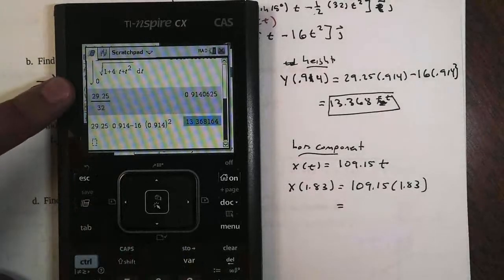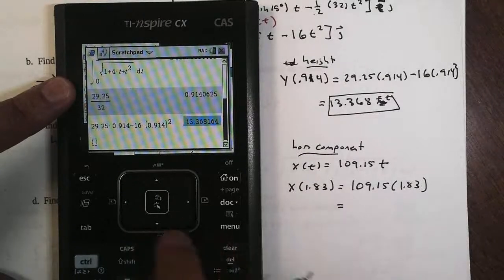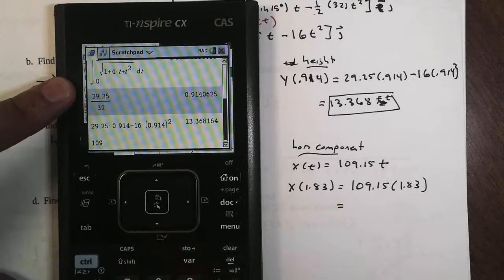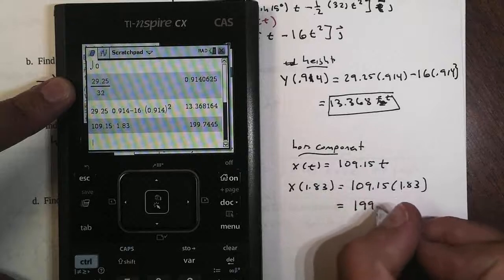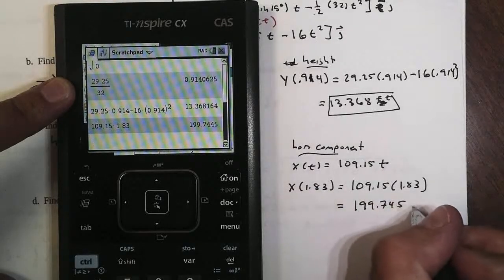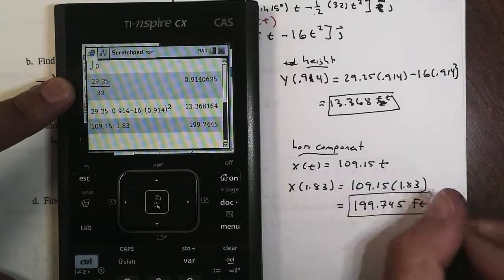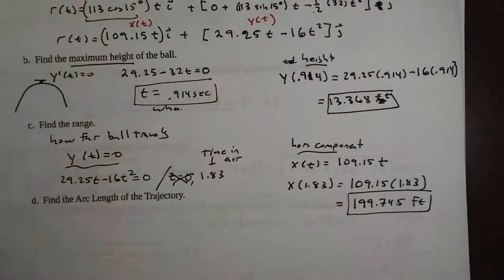109.15 times 1.83, and let's see what that gives us. Clear that out. 109.15 times 1.83. Yep, that's not letting me do anything. You're all right there. Sorry. 109.15 times 1.83, and we get 199.745 feet. Not very far for the golf pro, Mr.